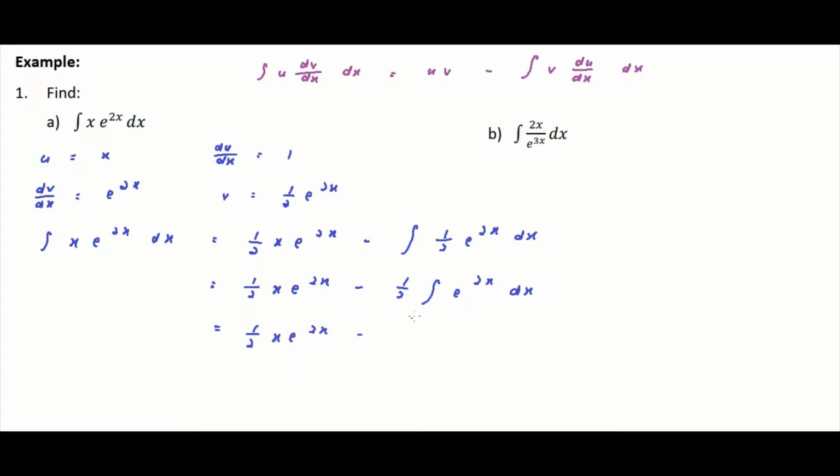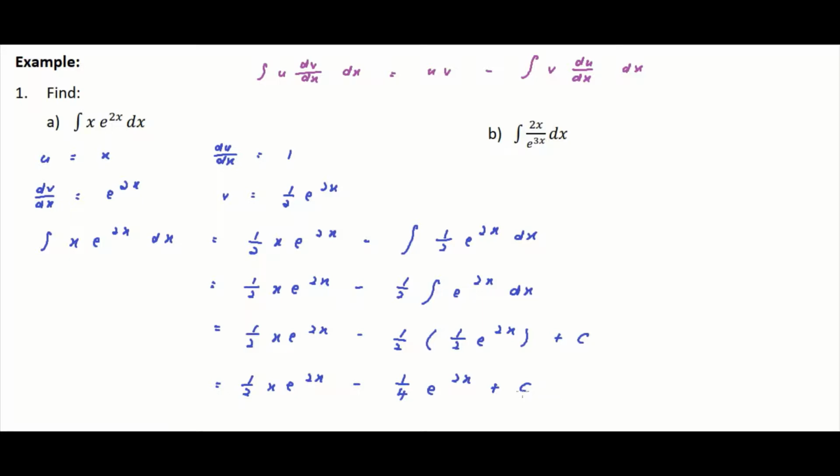So what do you get over here? You will have 1/2 multiplied by the integral of this part, (1/2)e^(2x). Okay, and then plus c. So (1/2)x e^(2x) minus (1/4)e^(2x) plus c. So that is our answer.